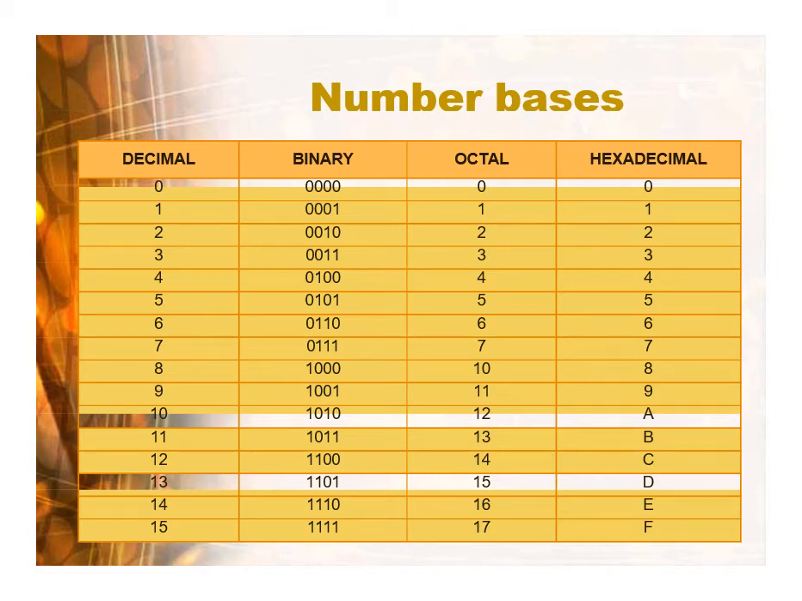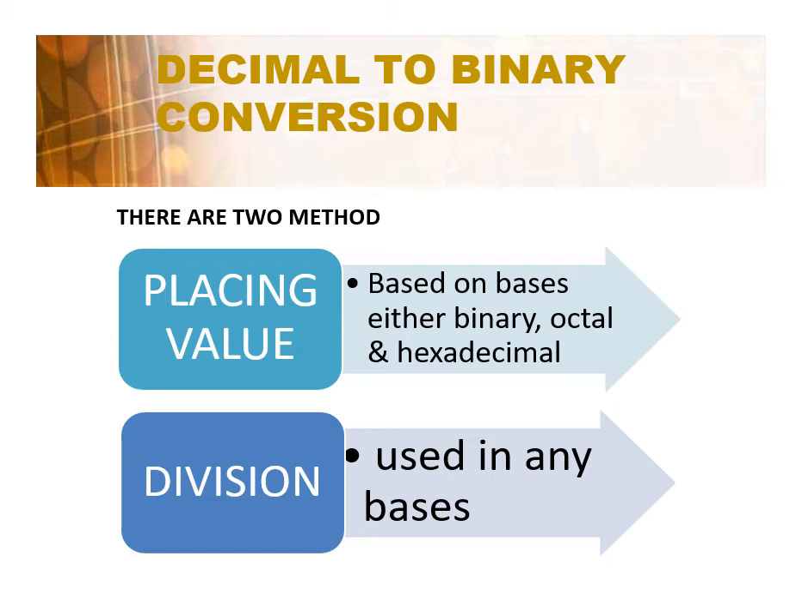Okay, now we look into how we convert our decimal number to binary. In order to convert decimal to binary, you have two ways. You can choose either way, whichever is more comfortable: either the place value method or the division method. The place value method is based on the basis, either binary, octal or hexadecimal. Boleh pakai untuk other basis, but it's quite difficult, susah sikit. And the division method can generally use any basis.